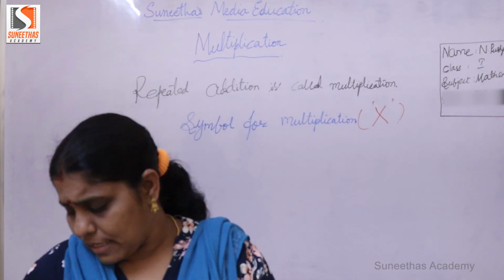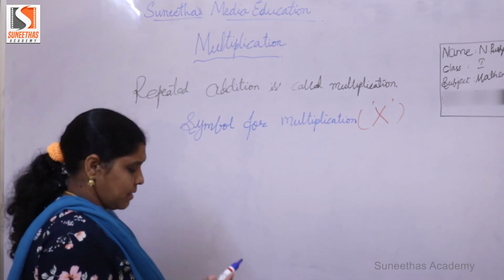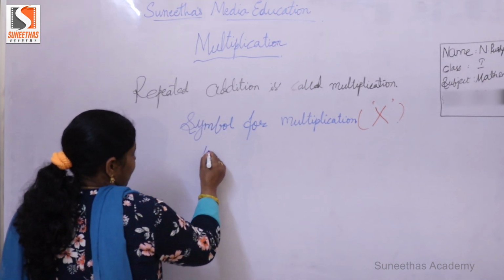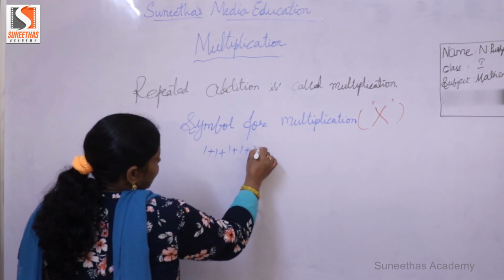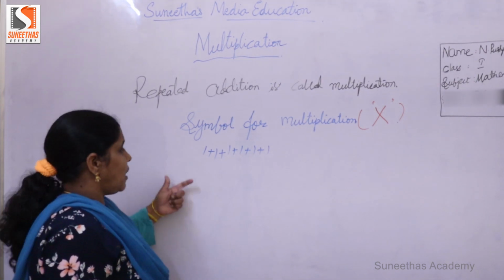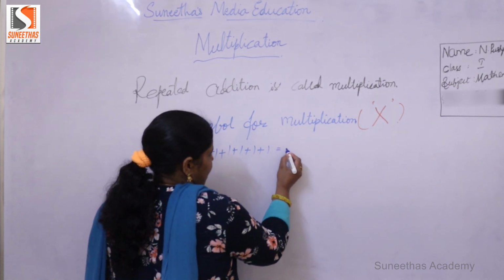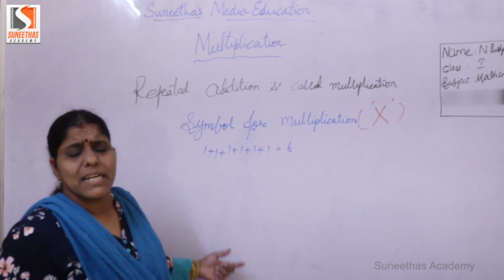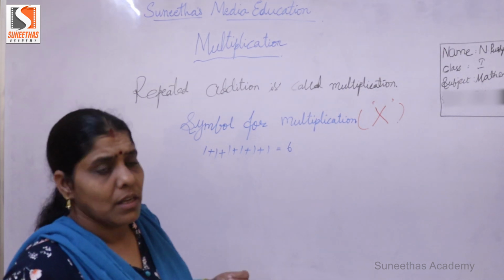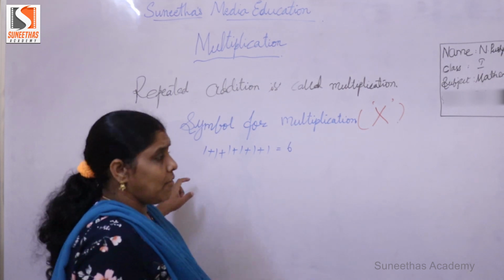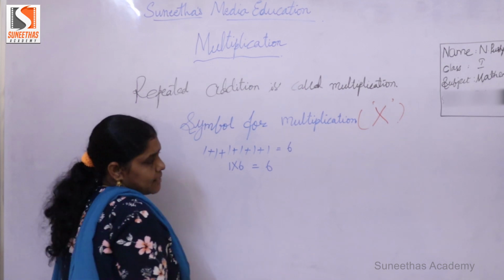I told you repeated addition is nothing but, see my children, if we want to repeat: I have one chocolate, and I gave one chocolate to my friend, one to mama, one to papa, one to my brother. That is repeated addition. How many times am I repeating the 1? 1, 2, 3, 4, 5, 6. 6 times. In multiplication, the number which we are repeating is divided into groups. One number, how many times? 6. 1 into 6 is 6.